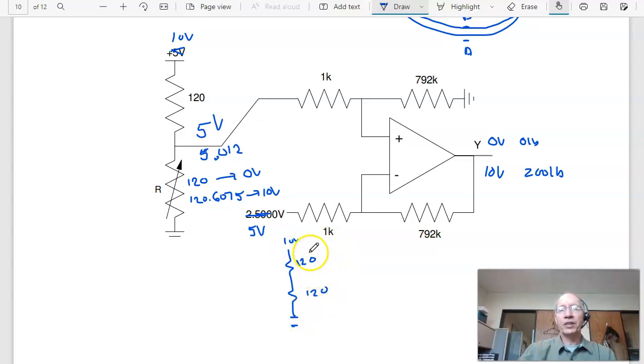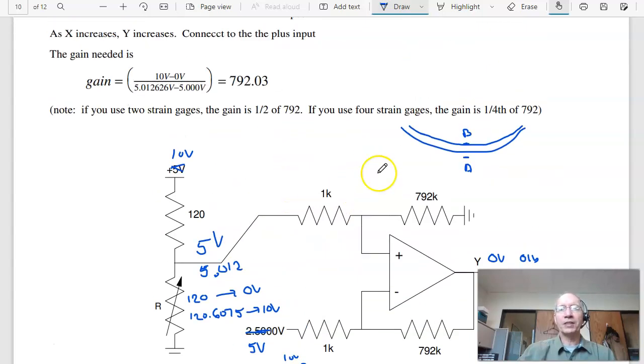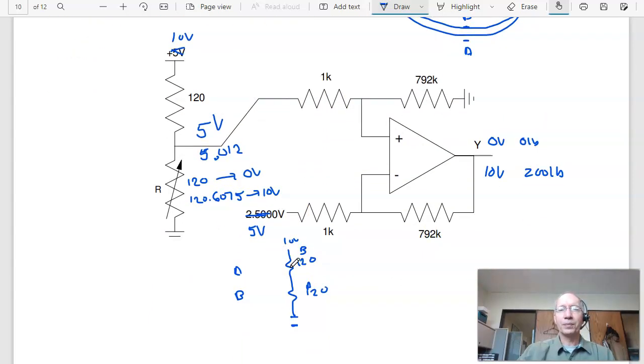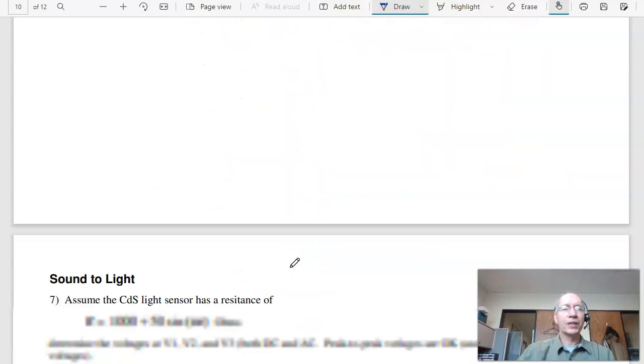If I make this 2 other sets of strain gauges, so on one side I have A and B, on the other side I flip them. I have A and B. As this side goes up, that minus goes down. As plus goes down, minus goes up. I'll have 4 times the sensitivity, so I'll need 1/4 of the gain, but cost 4 times as much because I now have 4 strain gauges. So that's the strain gauge problem.